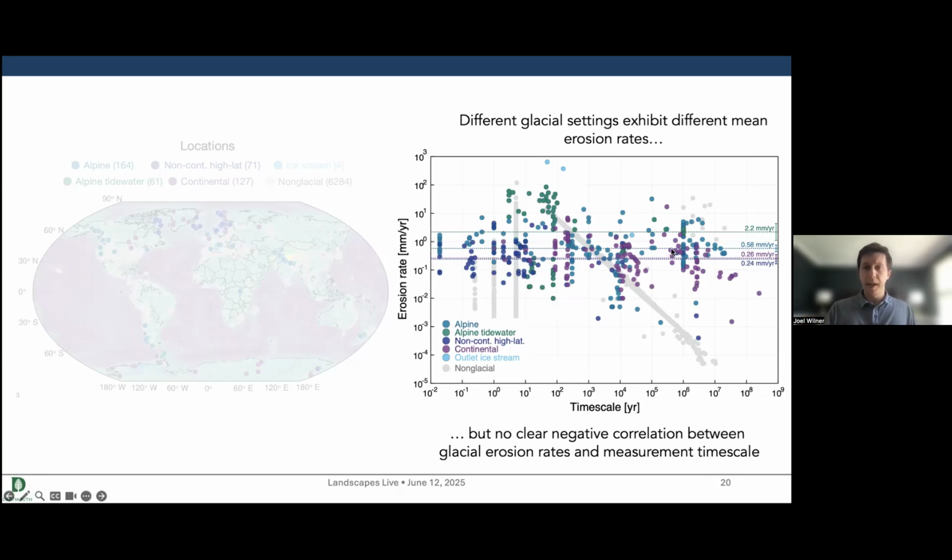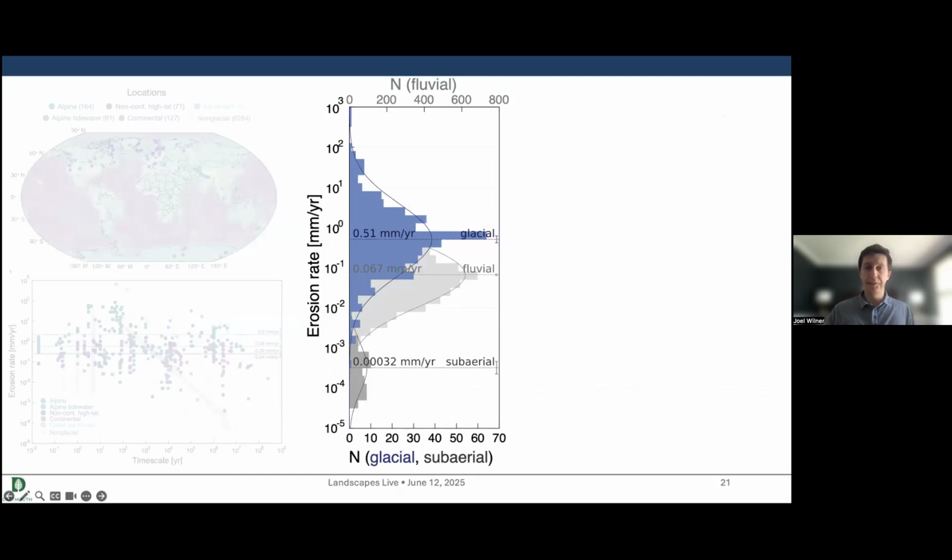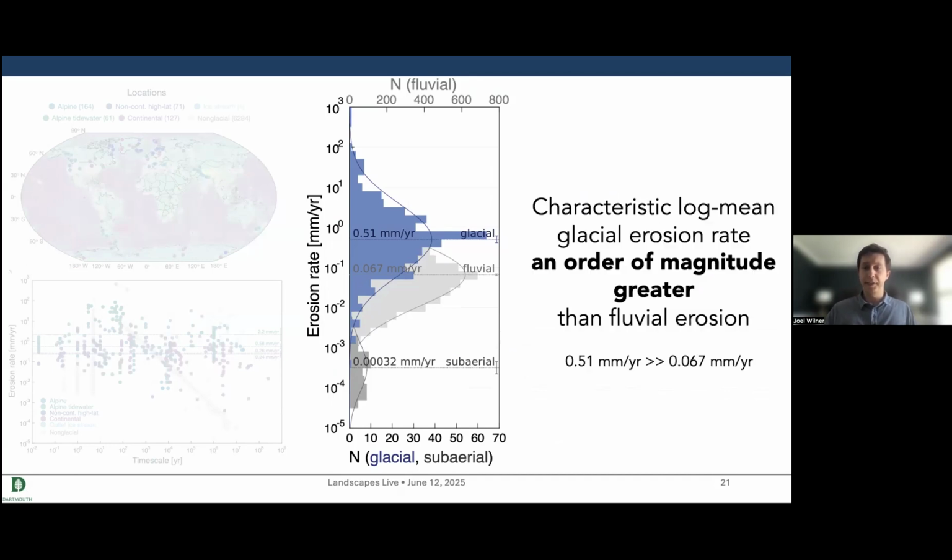And we came up with this histogram comparison where you have erosion rate on the y-axis and number of measurements on the x-axis. And we see that there's a characteristic log mean glacial erosion rate that's an order of magnitude greater than that of fluvial erosion, 0.51 millimeters per year versus 0.067 millimeters per year for fluvial erosion. And this has some potentially large implications that I'll get to later in the talk.